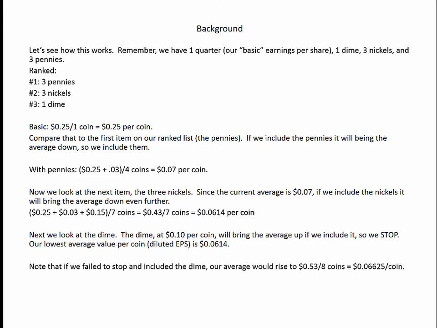And just to illustrate that we need to stop there, if we just kept on going and threw the dime in as well, our average would rise to 53 cents over 8 coins. Again, the quarter, the 3 pennies, the 3 nickels, and the dime, 53 cents over 8 coins, or 6.625 cents per coin. Again, our job is to find the lowest average, and the lowest average is 6.14 cents per coin.